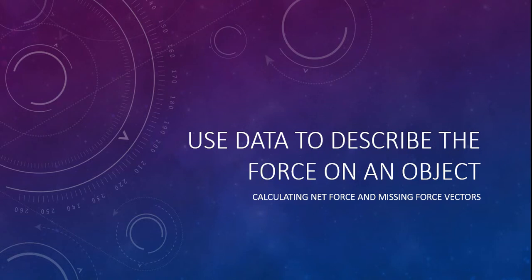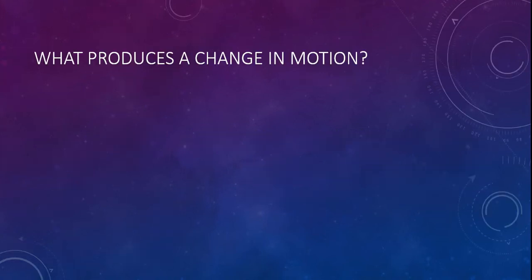All right, so the next standard is to use data to describe the force of an object. What that has meant for us is to calculate net force and missing force vectors. So let's do some remembering. What produces a change in motion? That is right, an unbalanced force.